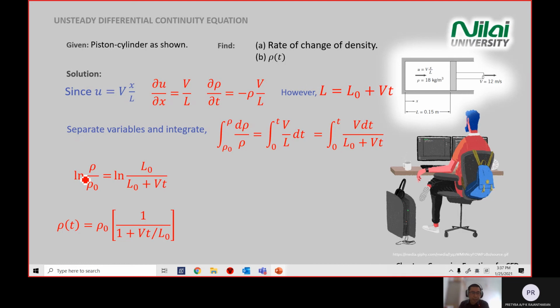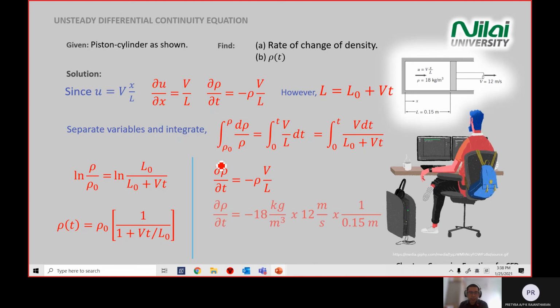Then you remove all the ln. You'll get your rho in the time dimension equal to rho 0 times the L. After you take out the ln and do the simplification and rearrangement of the equation, you'll get 1 over this one. You pull the L0 down to the denominator here. You'll get 1 plus Vt divided by L0.